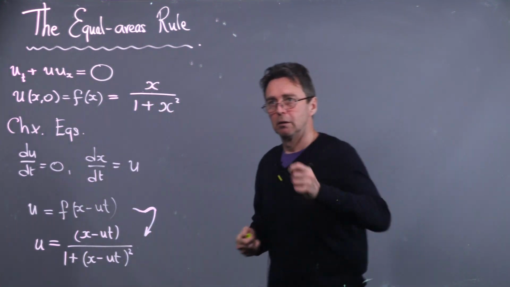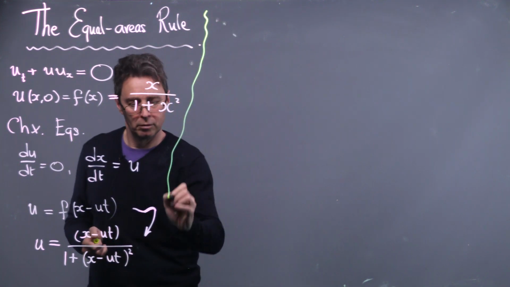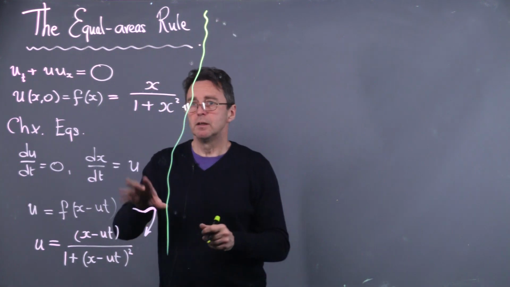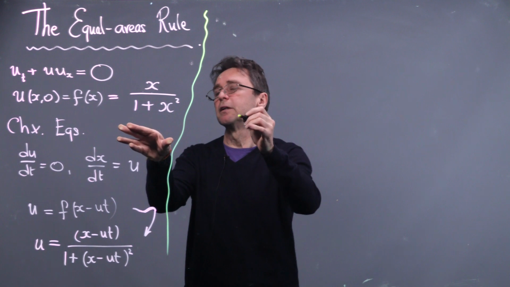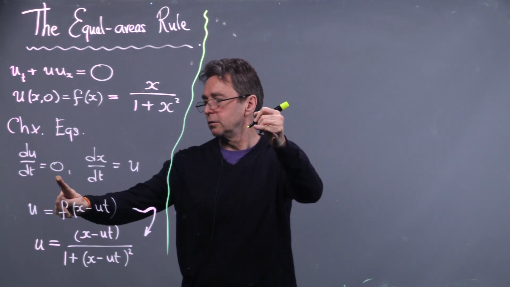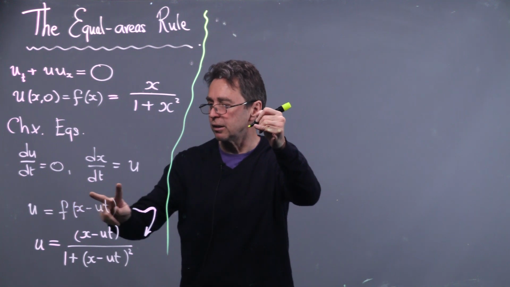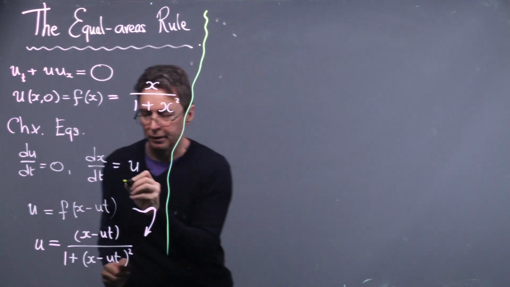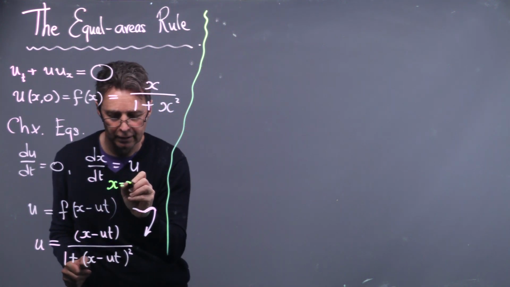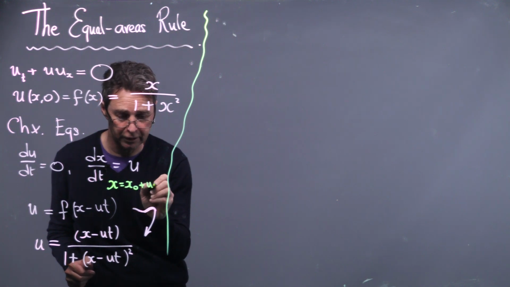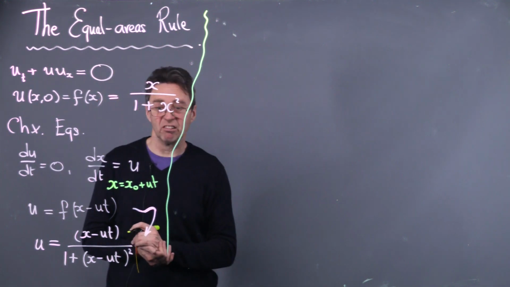Right. So what's going to happen? Let's just think about this. So the characteristics equations are here. That says that u is constant along the characteristics. This means that we can integrate that to get x is x0 plus ut. Characteristics are straight lines.